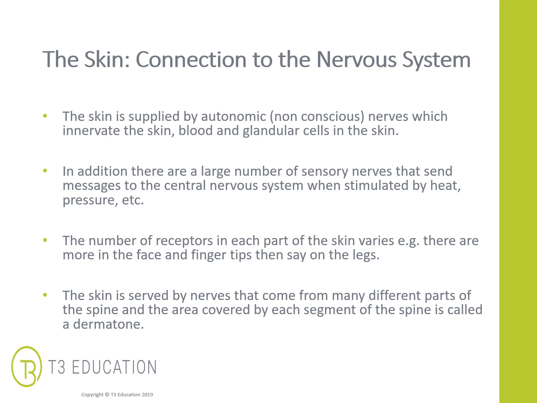The skin is served by nerves that come from many different parts of the spine, and the area covered by each segment of the spine is called a dermatome. You will often see images of the various dermatomes and where the parts of the skin relate to a part of the spine.